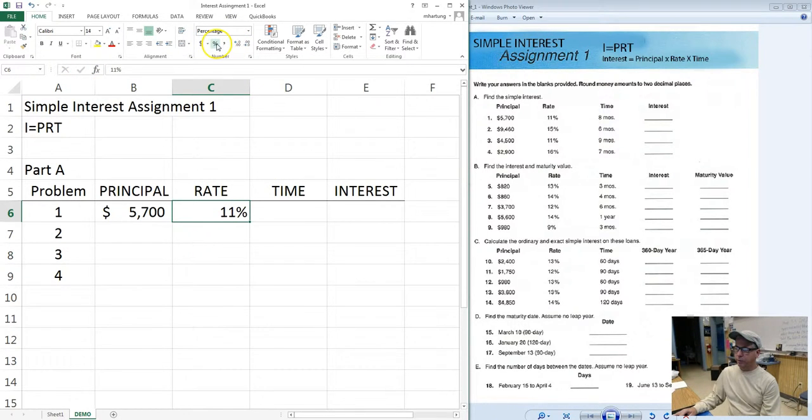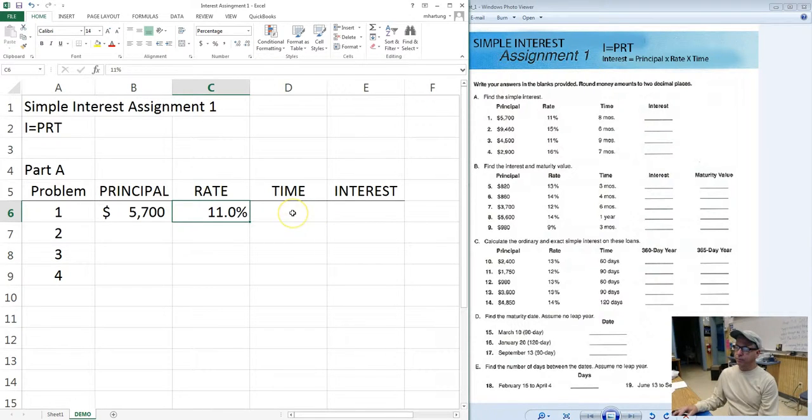Oops, I already had that formatted as a percentage. Let me go back in time there. If we put it in as a decimal, 0.11, then we could go ahead and format that as a decimal to 11%. And for these problems, we don't need any decimal places. Generally, though, we do like to have one decimal place.